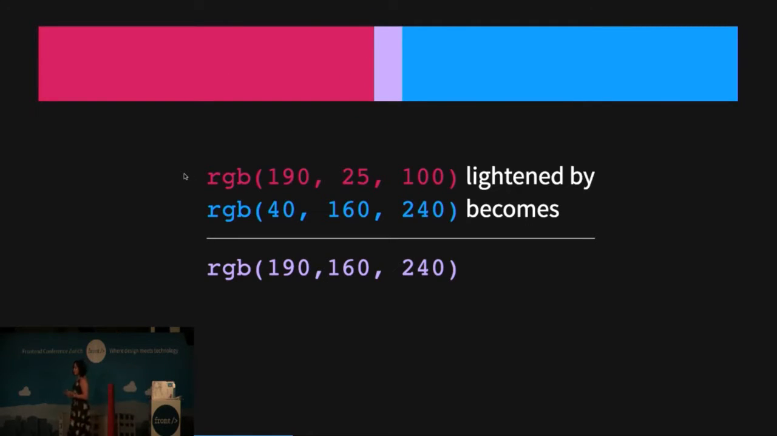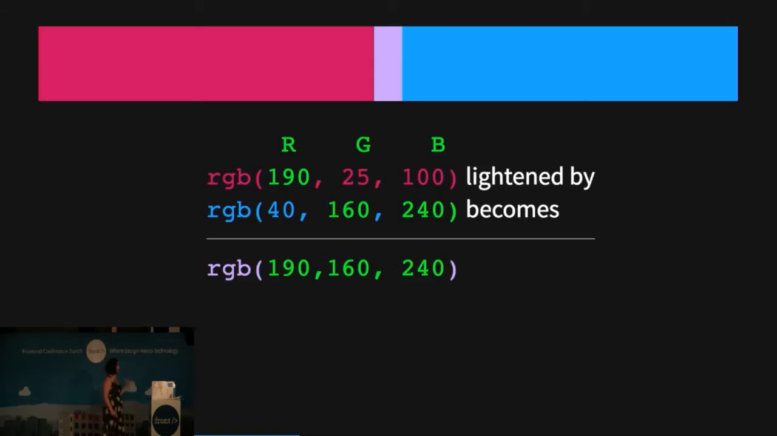Well, if we think about RGB values, if you remember, 255, 255, 255 is white. So that means black is 0, 0, 0. So let's compare the numbers. What is lighter, 190 or 40? 190. What about in the green value, the green channel? 25 or 160? It's 160. And then in the blue channel, it's 240. So that is how we get the value that we output through this lighten blend mode.